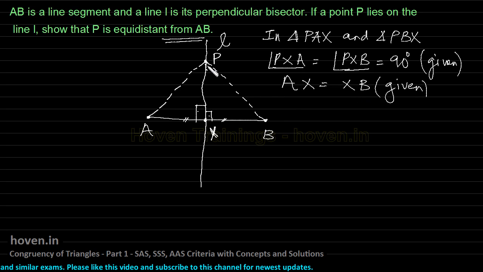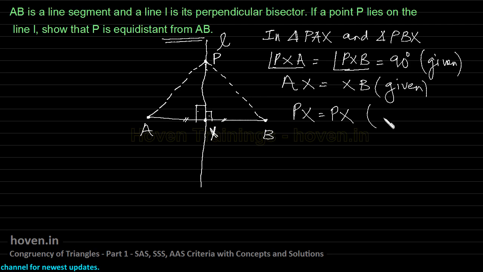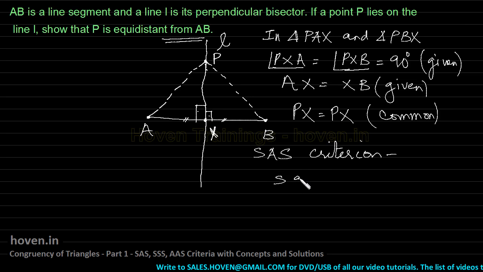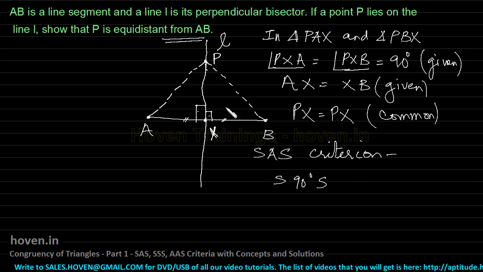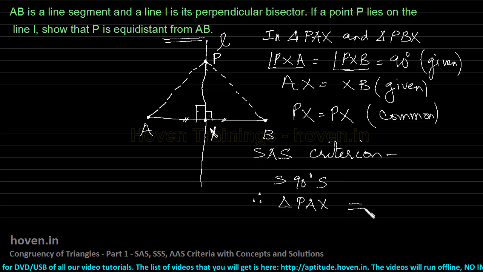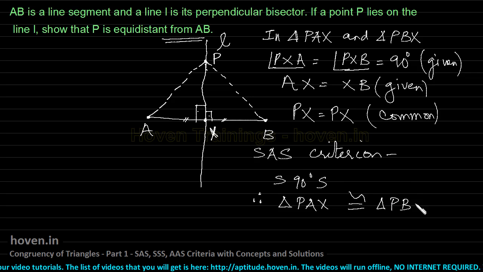Another interesting thing is that PX is common to both the triangles. Therefore, this edge of both the triangles is equal. PX is equal to PX. It is common for both the triangles. So now we can observe that the SAS criterion is fulfilled. It says one side, this included angle 90 degrees, and the other side, this, are respectively equal for both the triangles. Therefore, triangle PAX is congruent to triangle PBX.